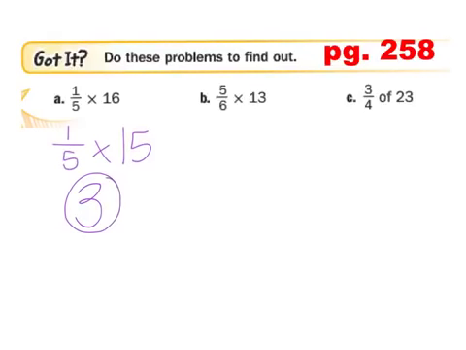So you try the last two. Make sure you write out whatever it is that you change the whole number to so that it will be compatible with the denominator. Don't forget to also multiply by the numerator if it's something other than 1. Pause the video, work them out, and then check.